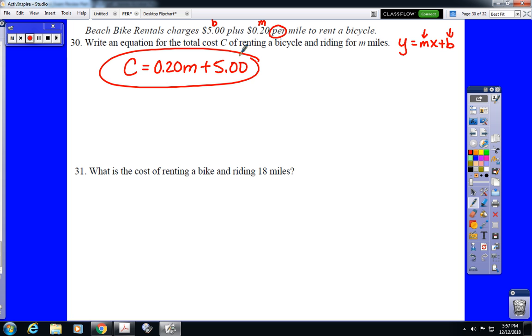On number 31, we're then supposed to take that equation and find the cost of riding 18 miles, which means our m value would be 18. So we take our equation from number 30 and we replace the m with 18, and then we evaluate. So we do 0.2 times 18 and add 5. That would be $8.60.